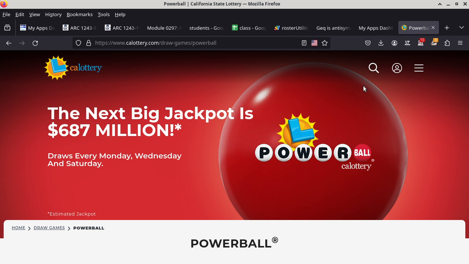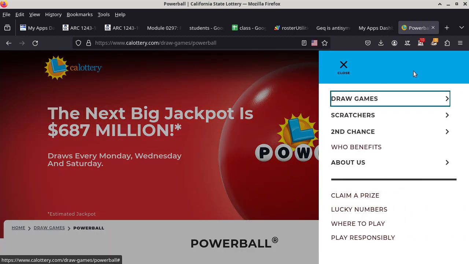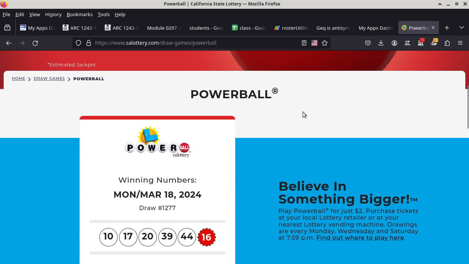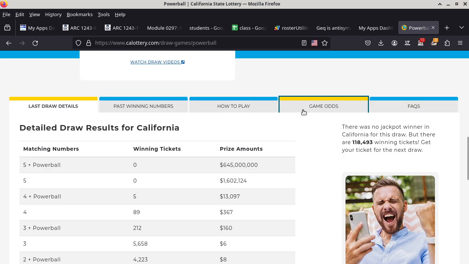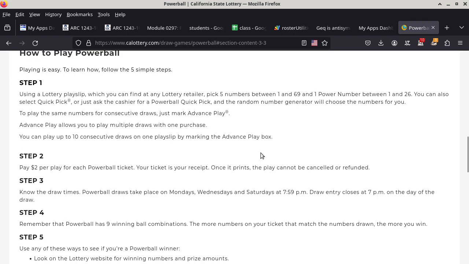Okay, so to answer that question, we have to know the rules. So let me see, menu, second chance, scratchers, draw games, close. I think the rules are explained somewhere right there. How to play. I like these descriptions too. They're entertaining to read. Playing is easy. Five simple steps. Using a lottery pay slip, which you can find at any lottery retailer, pick five numbers between 1 and 69 and one Powerball number.